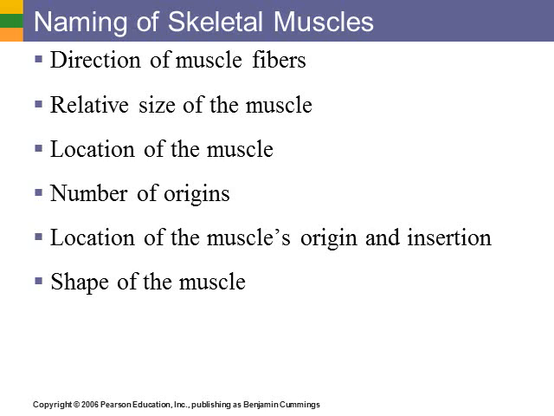Some muscles are named for their shape. For example, the deltoid muscle in your shoulder. That's triangular. Then you've got the rhomboid muscles in your back and the trapezius muscles, all based on geometric shapes.